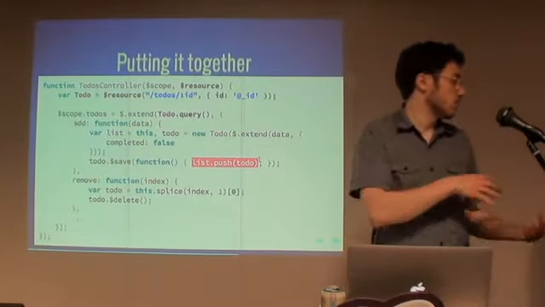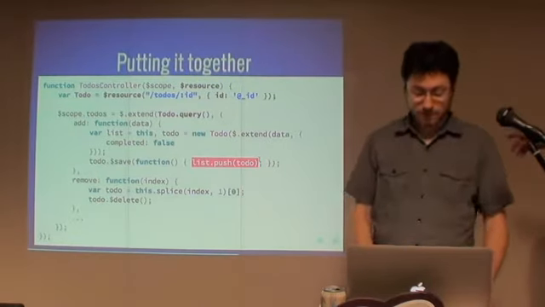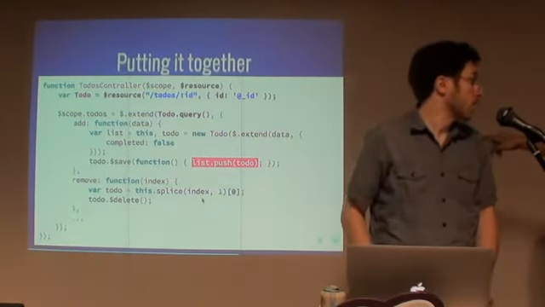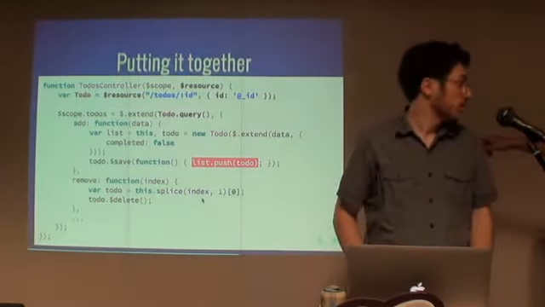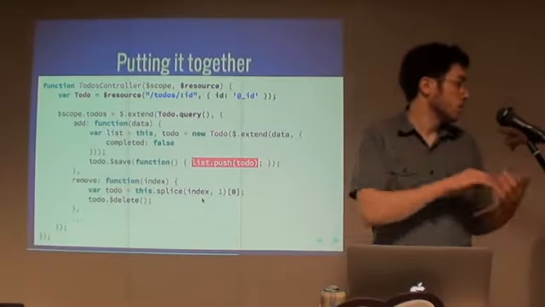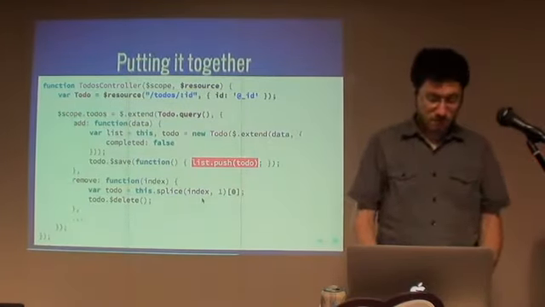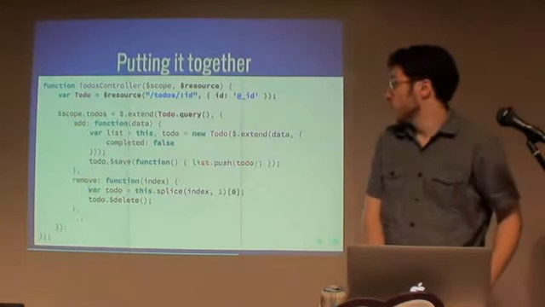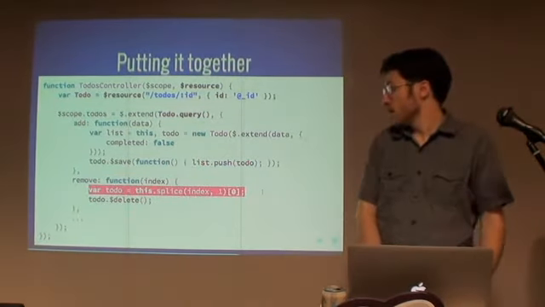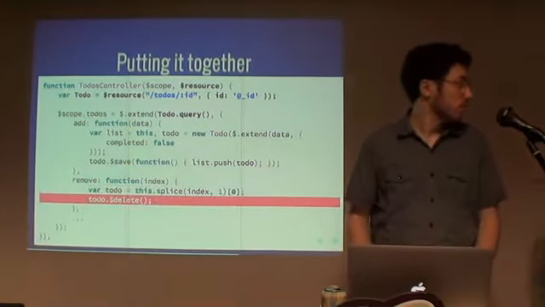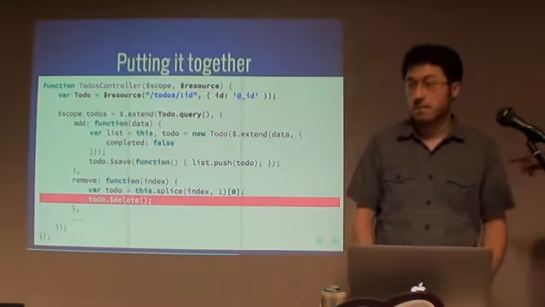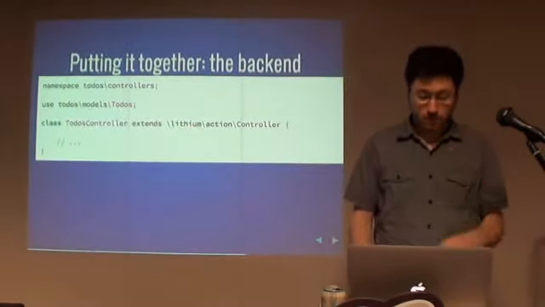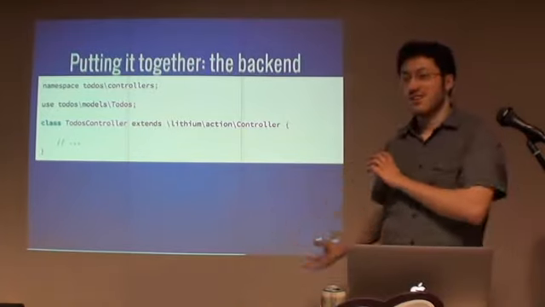Once it's saved on the server, the callback is called and the to-do is pushed to the list. Also for deletes, we remove it from the array and then delete it from the server. There's a to-do delete, which calls the server, but before that we remove it on the client side and then send it to the server to actually delete it. So now we finally get to the back end.